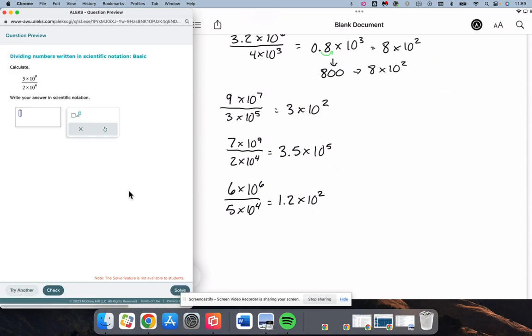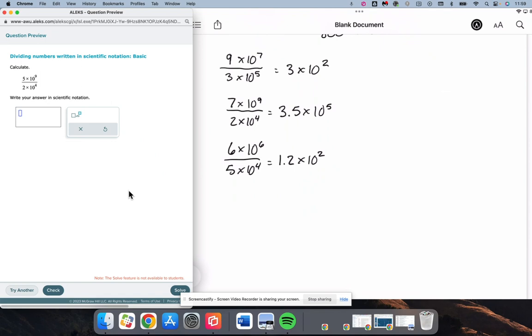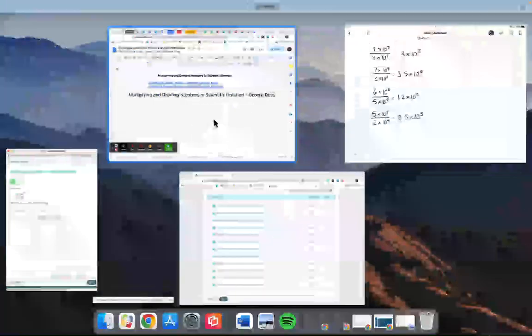Okay, one more. We have 5 times 10 to the 9th over 2 times 10 to the 4th. 5 divided by 2 is going to be 2.5, and 9 minus 4 is 5. That's it for that one.